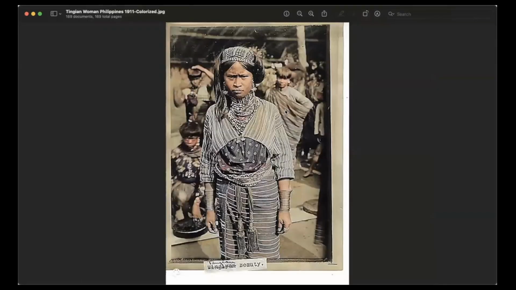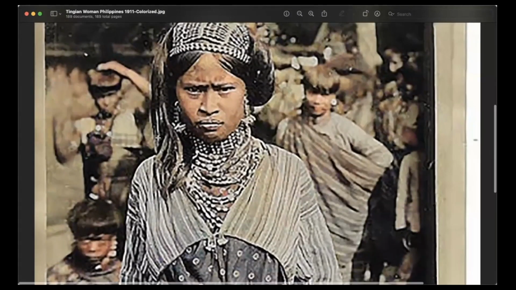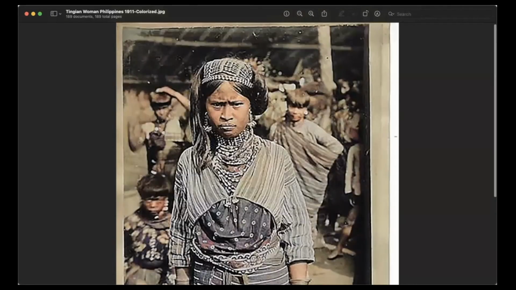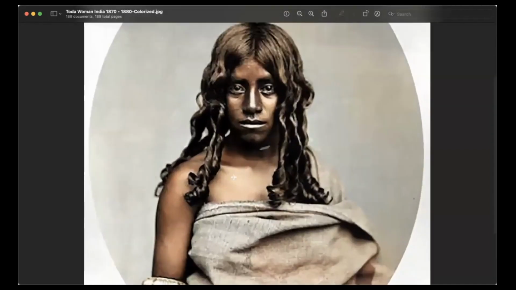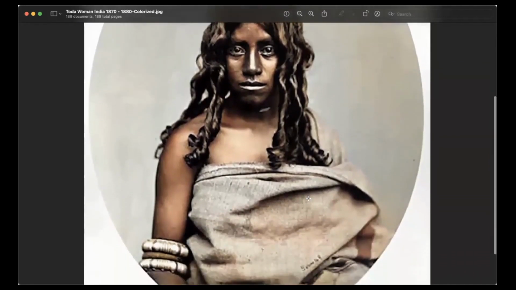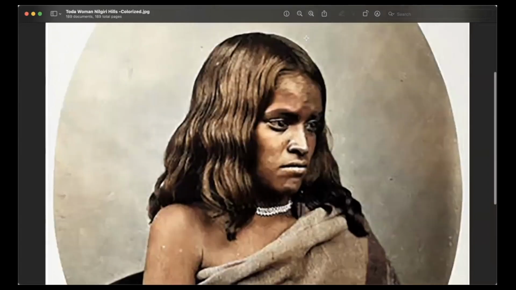Here we have a Tingian woman from the Philippines. Just look at her. Take a good look at her. Philippines, right? Indigenous Filipino. Here we have a Toda woman in India. Very swarthy. Look at her hair, very curly and wavy. Here we have a Toda woman from the Nilgiri Hills in India. Again, a Toda woman, a Hindu woman from India.